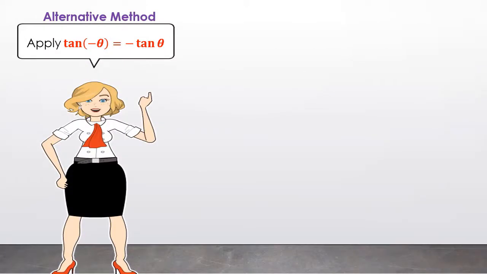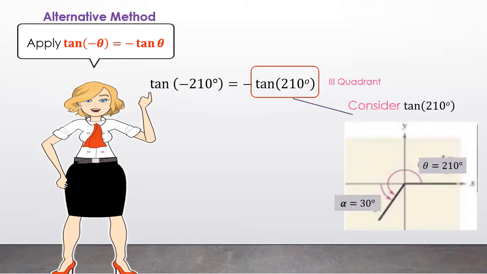We may use an alternative method, by applying the negative angle property, tangent of minus theta equivalent to negative tangent theta, to solve this problem. So, tangent of negative 210 degrees will be equivalent to negative tangent 210 degrees. So, we just look at tangent 210 degrees. It falls in the third quadrant with a reference angle of 30 degrees. So therefore, we are going to have negative tangent 30 degrees.